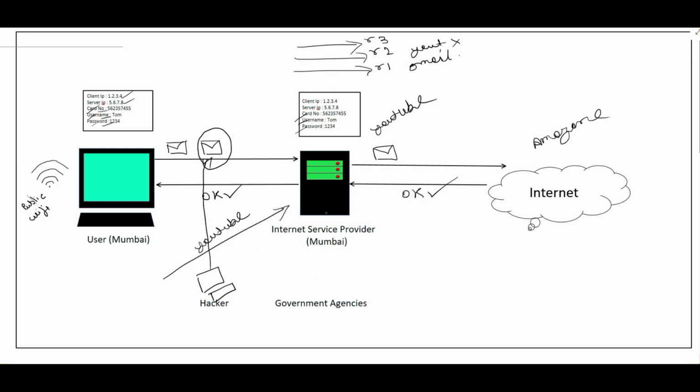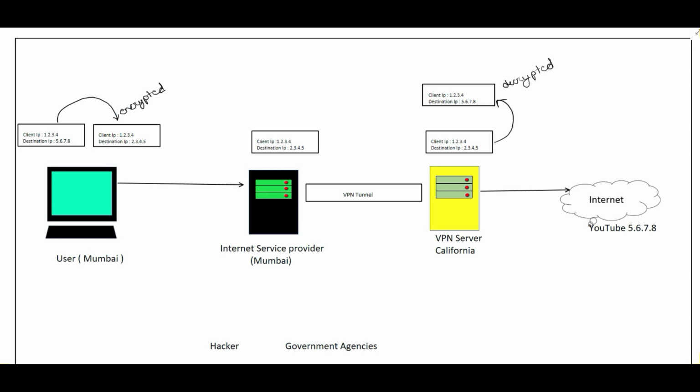To overcome these problems, we have to use a VPN. So let's see how the VPN is going to solve our problem. First, we install the VPN. When we install the VPN in the client machine, the VPN client will be installed. This is the client machine of the user in Mumbai, and he wants to watch YouTube videos. So he is given the YouTube IP address like 5.6.7.8, and here is the client information like 1.2.3.